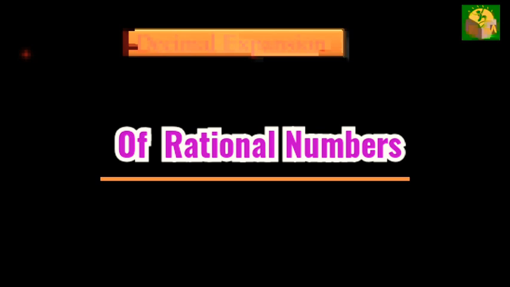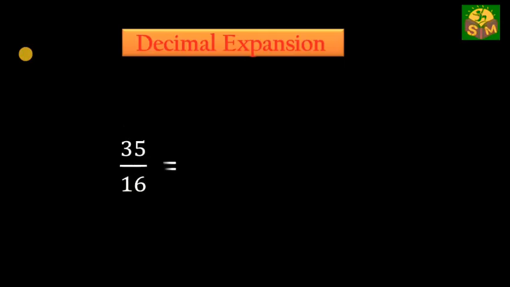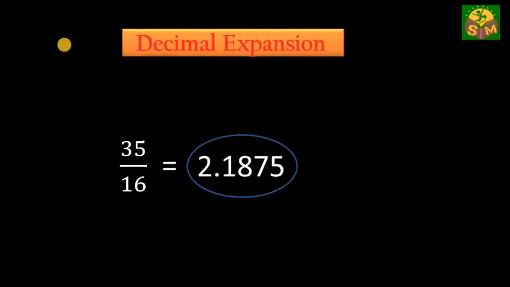Hi students, in this video we will take a look at the decimal expansion of rational numbers. If we divide 35 by 16, we get a quotient of 2.1875, and this is the decimal expansion of this fraction. When we express a number as a decimal, it is called decimal expansion.